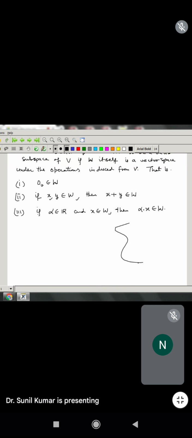So if we have a vector space V under the operations addition and multiplication, and we have W under the same operations, then W is a subspace. If I take x in W, y in W, then x plus y is also in W. And if I take any scalar alpha from the field, then alpha dot x also belongs to W, for any alpha in R. R is a field, you can take F also. Alpha belongs to field F. Right?